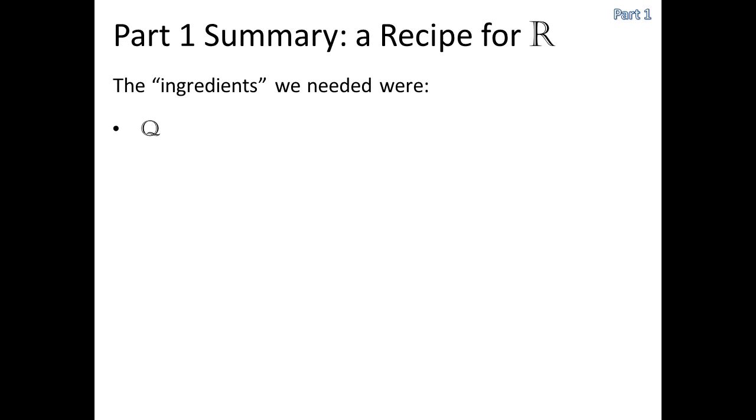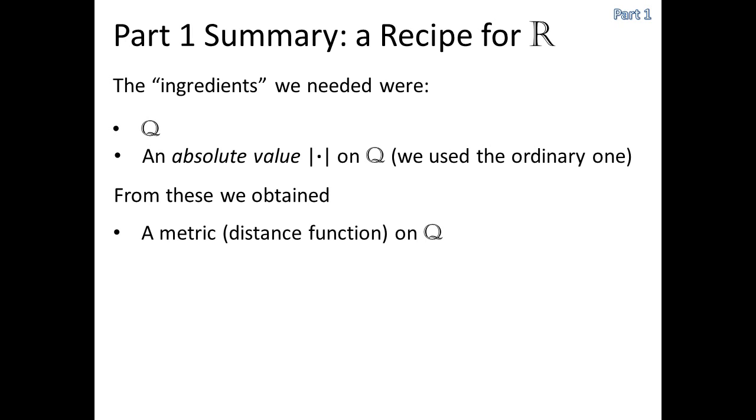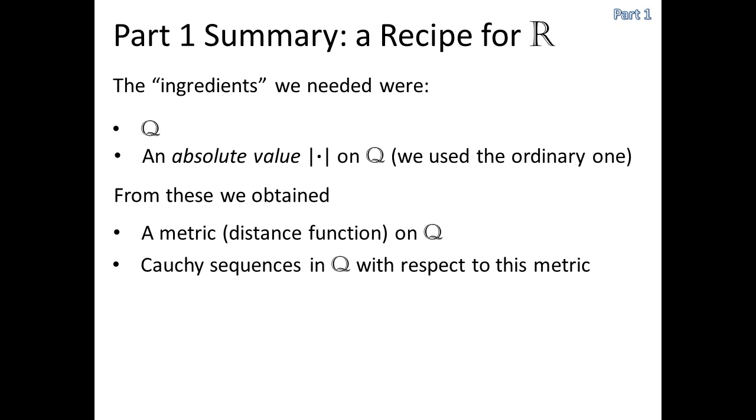So here's a summary for part one, a recipe for the real numbers. Really the only ingredients we needed were the rational numbers and an absolute value on the rational numbers, and we used the ordinary one. From these we obtained a metric on the rational numbers. We got this from the absolute value. Then we looked at Cauchy sequences with respect to this metric, and at all the limits of these, and saw that most of them actually didn't converge in the rational numbers, so we put all those limits in, and ultimately we obtained the real numbers.